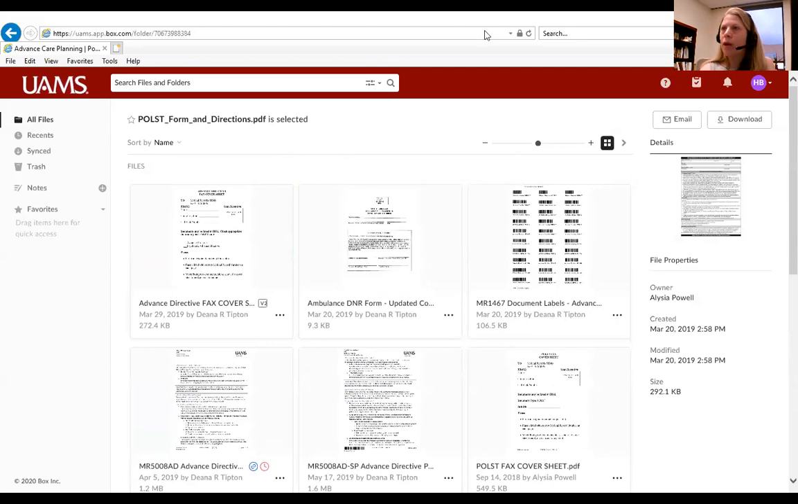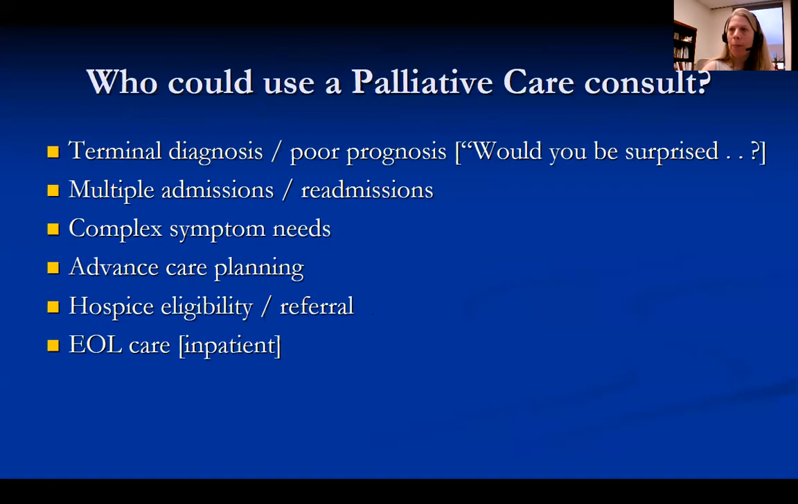All right, we're going to go back. So just a reminder, I'm going to put a Palliative Care plug in here. If you are on the team taking care of a patient with any of these things, please suggest to the primary team, could this patient use a Palliative Care consult? They have a terminal diagnosis or a poor prognosis.